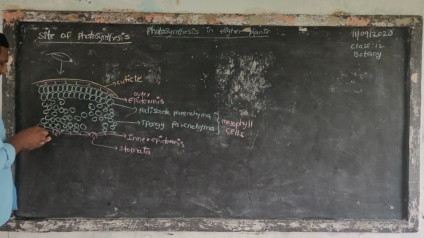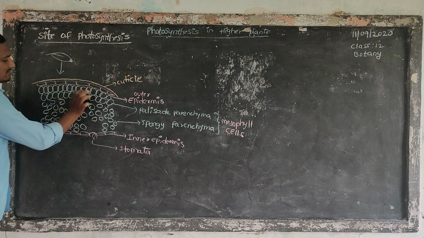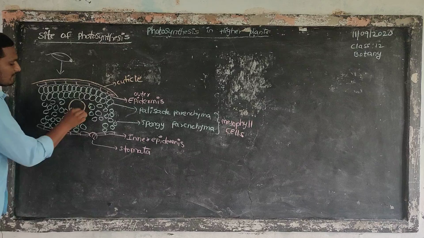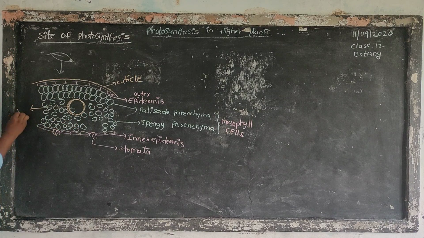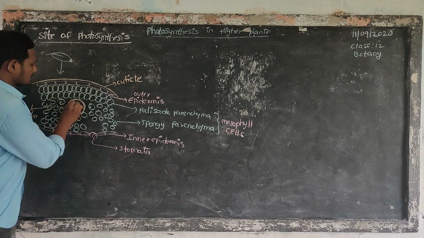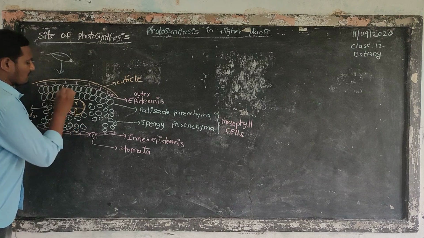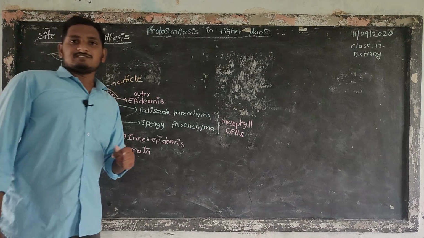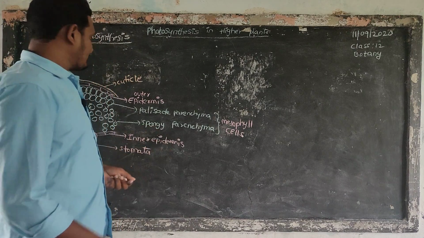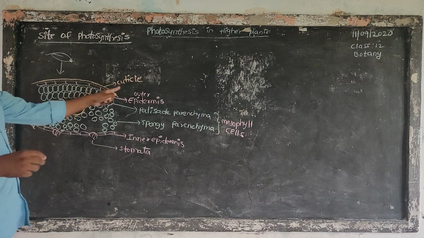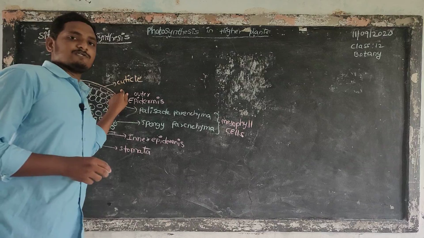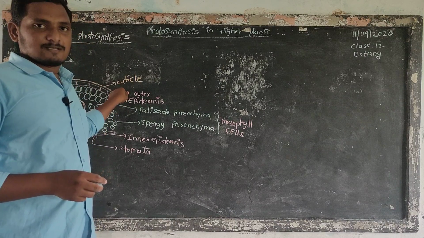And inside, the middle place is occupied by vascular tissue. This is vascular tissue. Vascular tissue means xylem and phloem, which is mainly present in the middle. Next, we have to take one more thing, the cuticle. The cuticle is responsible for preventing water loss.